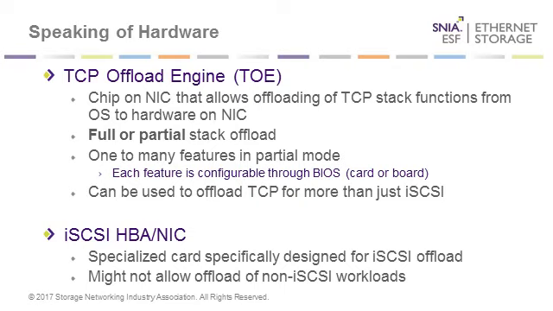And one thing that's interesting about the TOE cards, a little bit of a differentiator between an Ethernet NIC with TOE or a specific iSCSI purpose-built card, is that a TOE card can be used for offload of TCP for iSCSI and other TCP functions. Whereas if you're looking at an iSCSI HBA or NIC, it is actually a specialized card made just for iSCSI offload, and it may or may not be able to do offload of any iSCSI or non-iSCSI TCP workloads.